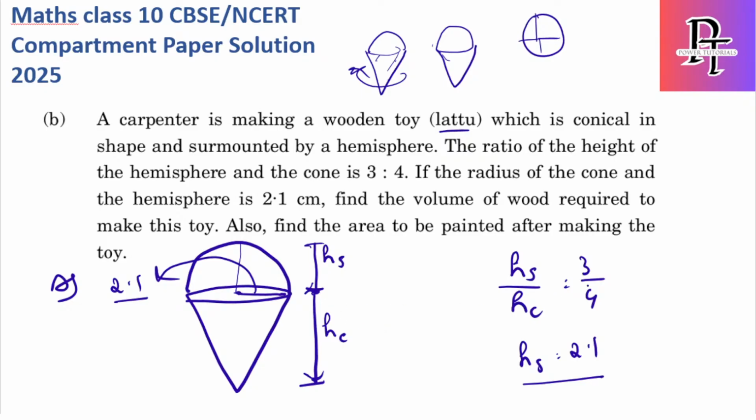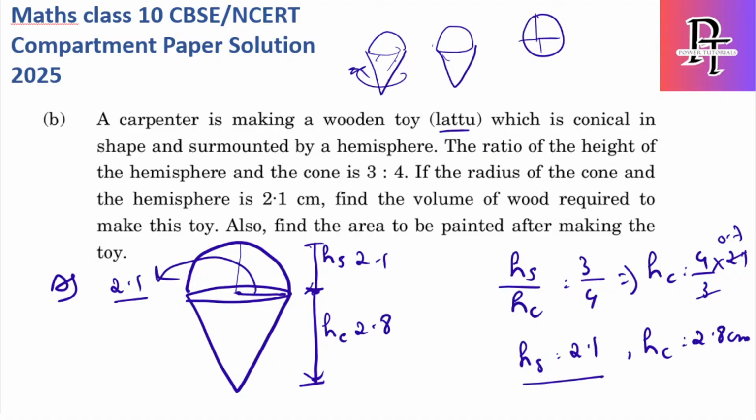Okay, so if HS is 2.1, what is the HC value? HC value is 4/3 into HS. HS is 2.1, so 3 ones are 3.1, therefore HC is equal to 2.8 centimeters. So this is 2.1 and this is 2.8.